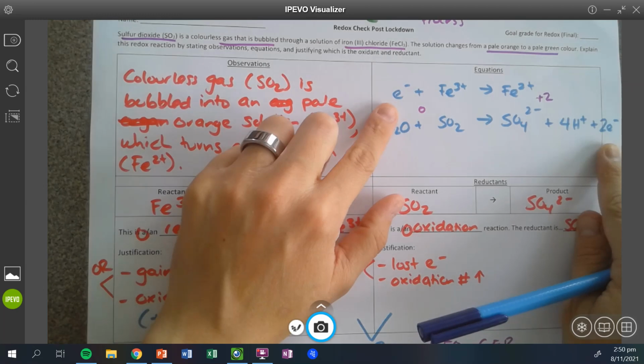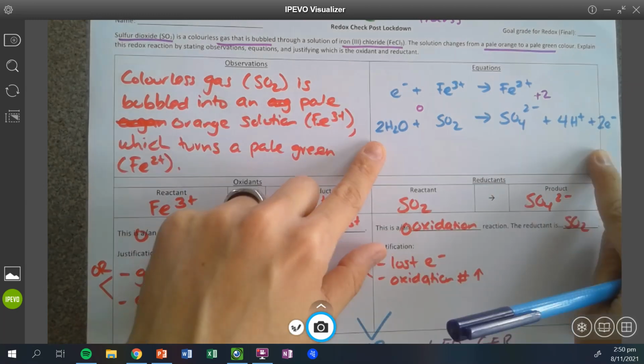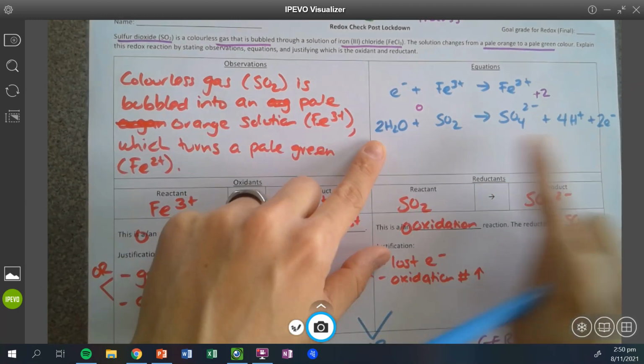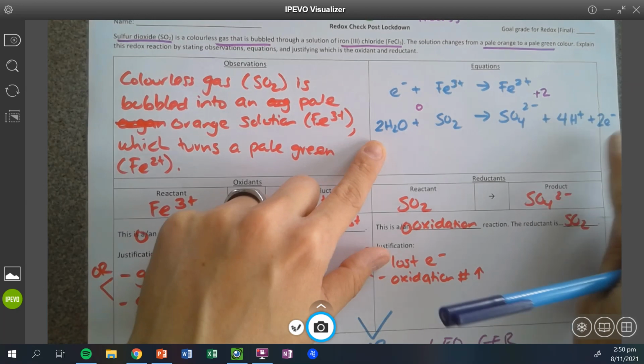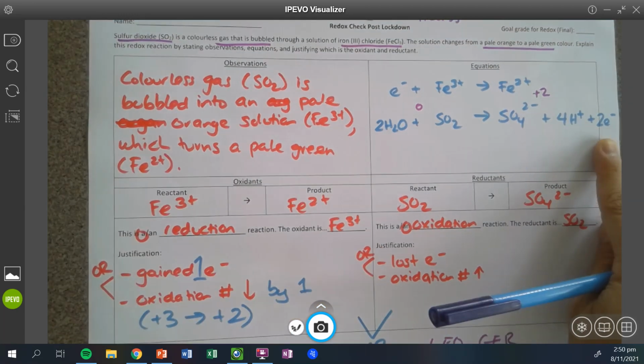Quick things to check to make sure you haven't mucked up. Electrons should be on opposite sides of the equation because they will cancel out when we're putting the equations together. The other thing is that since this is the oxidation reaction, I should be losing electrons, and losing electrons will be on the product side. Okay? These are things to double and triple check.